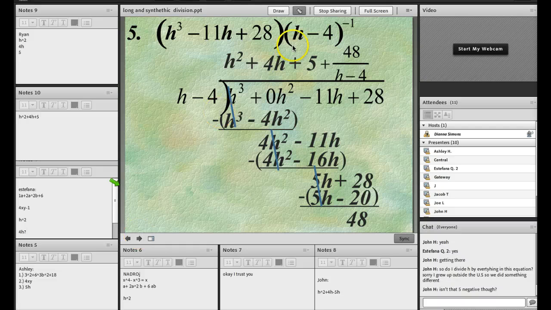All right. When you write your answers, this is the correct way to write it, just like this. This is your quotient. This is also your quotient. I'll tell you a couple things that means. H minus 4 is not a factor of this polynomial. The other thing it means is that when h or x, whatever variable you want to call it, is 4, y is 48. Isn't that amazing? Did you know that?